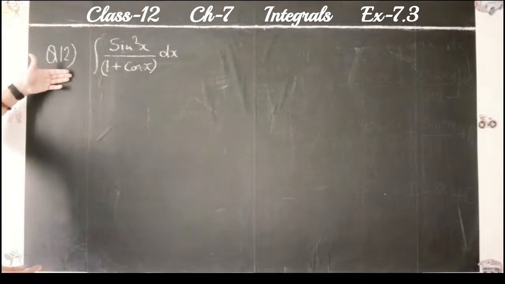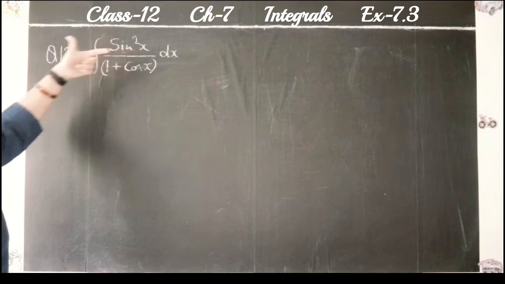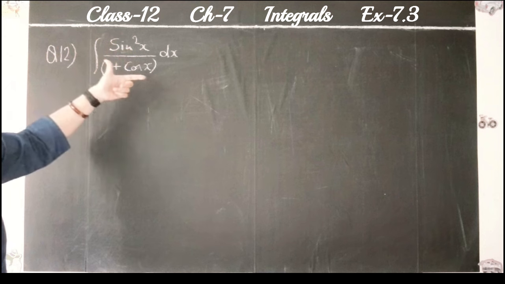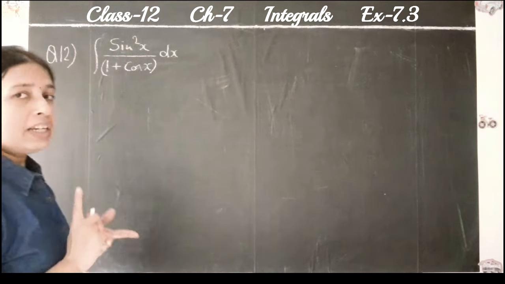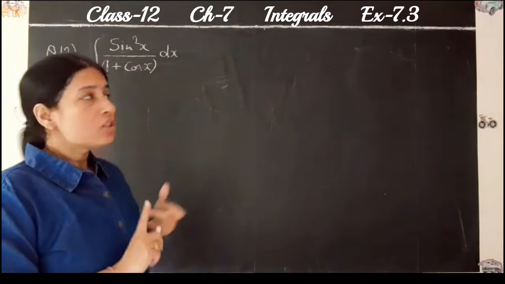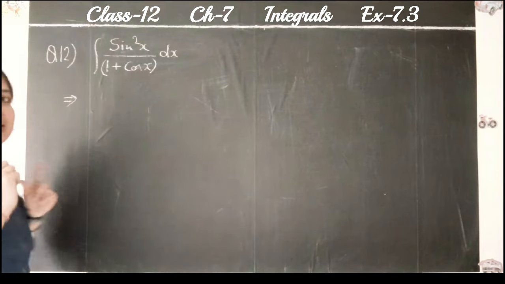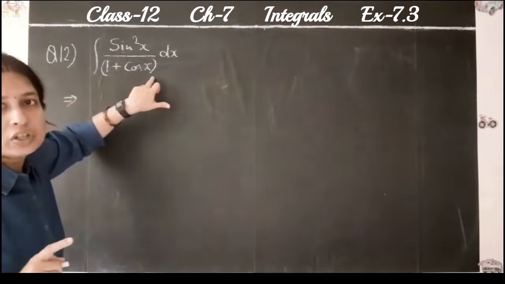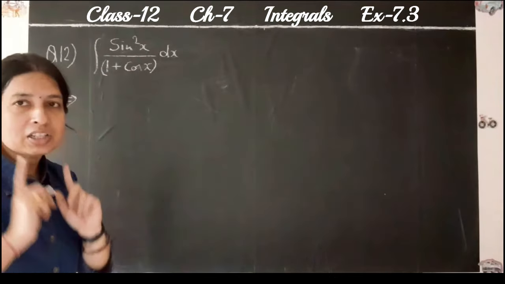So let us see question number 12. It is the integral of sine square x divided by 1 plus cos x. Here we can solve this question by two methods. Let us see the first one, then the second one. In the first one, we have to multiply by the conjugate of 1 plus cos x. The conjugate of 1 plus cos x will be 1 minus cos x.